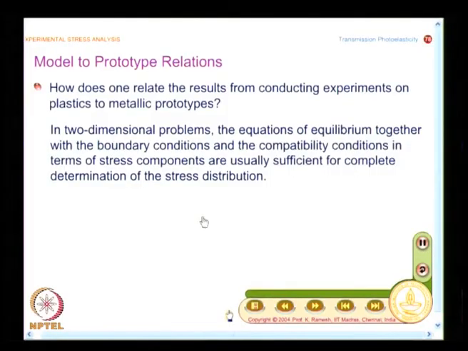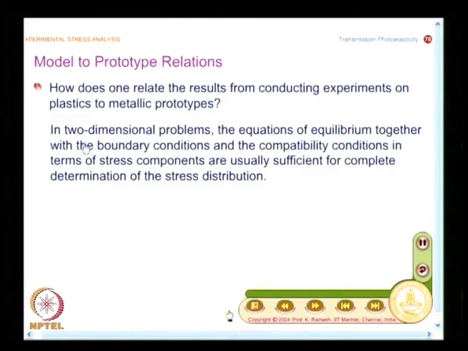So, the important question that you will have to keep in mind is, how does one relate the results from conducting experiments on plastics to metallic prototypes? The confidence comes by looking at the equations of theory of elasticity. What do the equations say when I am looking at a planar problem? We will have to look at equilibrium equations, and if you are working on a stress formulation, we will also have to look at compatibility conditions.